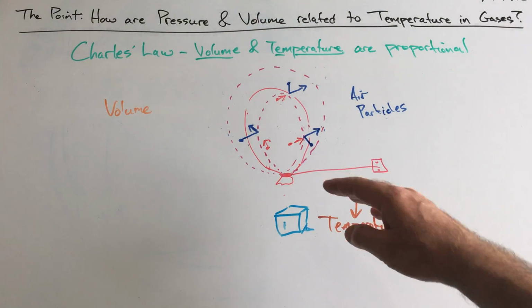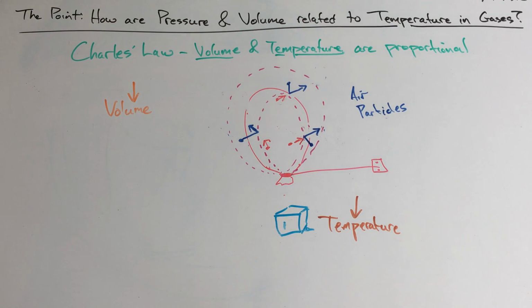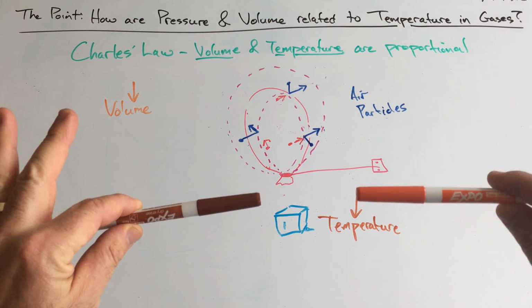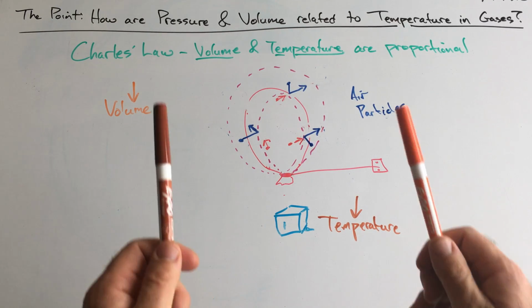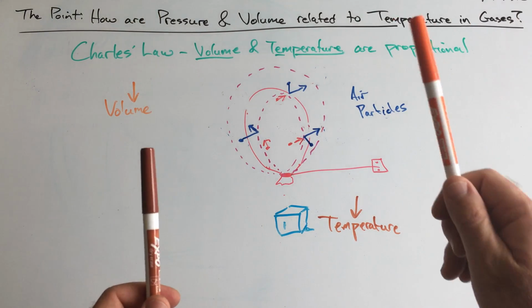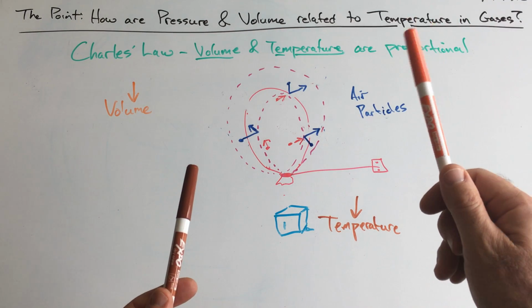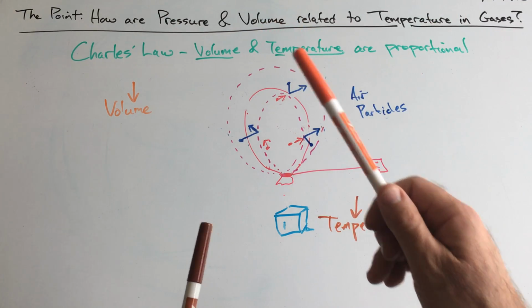So as the temperature drops, what we see is that the volume drops also. And again, mathematically, that is directly proportional. So if the temperature drops by this much, the volume is going to drop by that much also. So turns out that pressure and temperature, along with volume and temperature, are proportional, which means however much we change the temperature, that's how much the pressure or the volume is going to change.